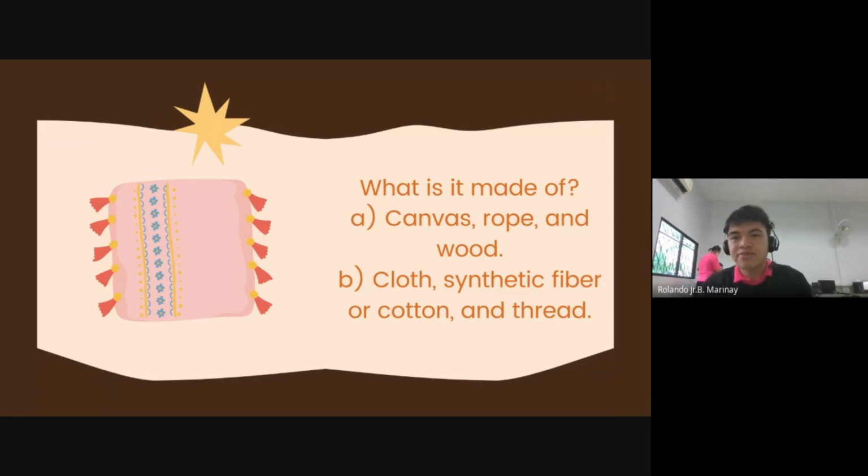Okay, Naman raised her hand. What's your answer, Naman? B? Oh, I like your background. Is that you? That's so nice. Okay, anyways, what's the answer here in this question? What is the pillow made of? Is it A, canvas, rope, and wood, or B, cloth, synthetic fiber, or cotton and thread? What is it made of?